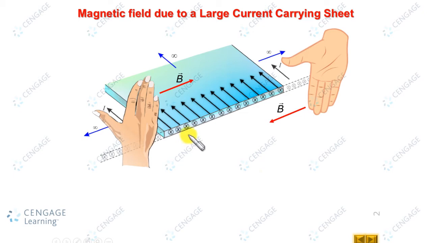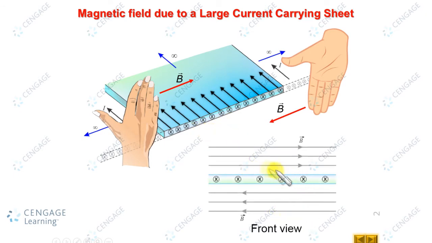If you want to observe the exact direction, let us observe the front view of the sheet like this. You can observe the direction of the magnetic field like this and below like this. This is in the rightward direction, this is in the leftward direction. Now let us move to how to calculate the magnitude of the magnetic field.